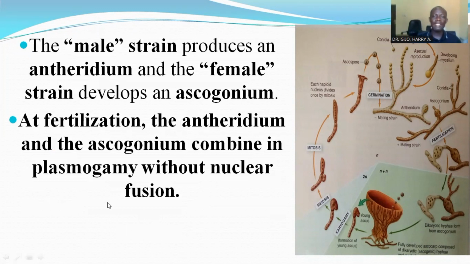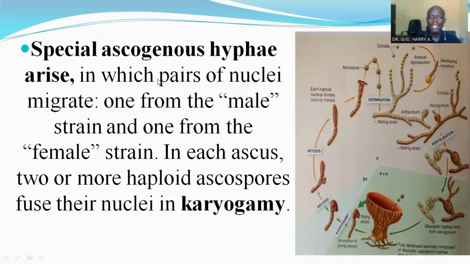At fertilization, the antheridium and the ascogonium combine in plasmogamy without nuclear fusion. So when they combine, fertilization occurs. Special ascogenous hyphae arise in which pairs of nuclei migrate, one from the male strain and one from the female strain. In each ascus, two haploid nuclei fuse in karyogamy.